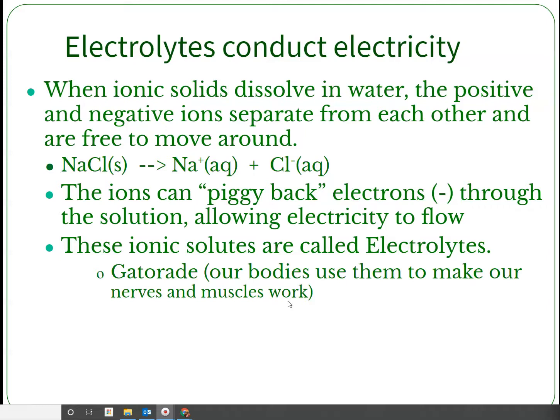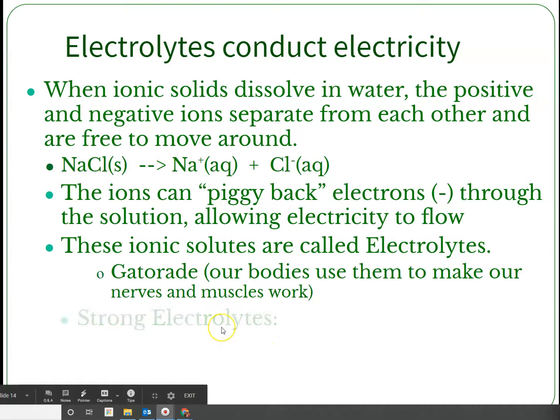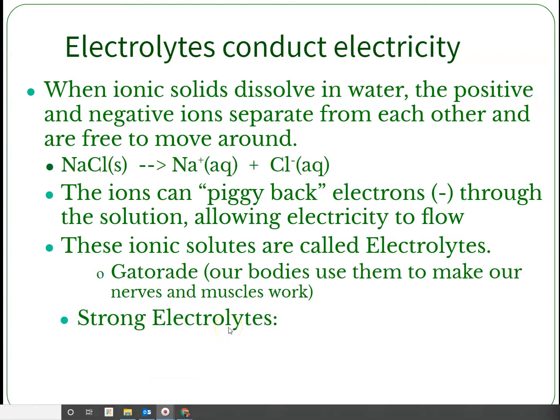And one of the ways to fix that is actually to have a lot of salt, a lot of ions in what you're drinking. And so that's what Gatorade and Powerade really are. And we're going to look at that in just a second.